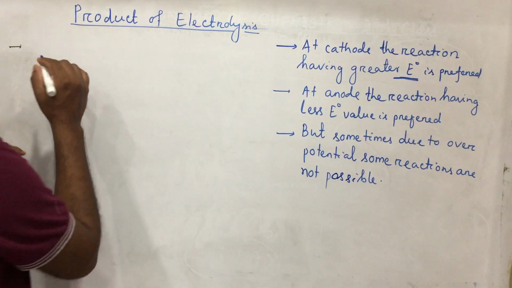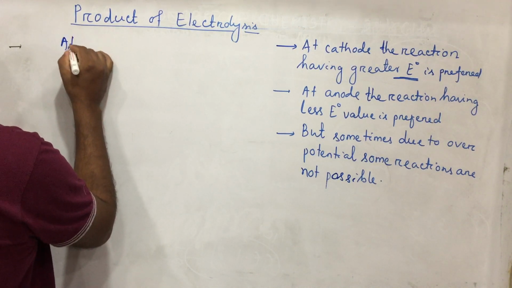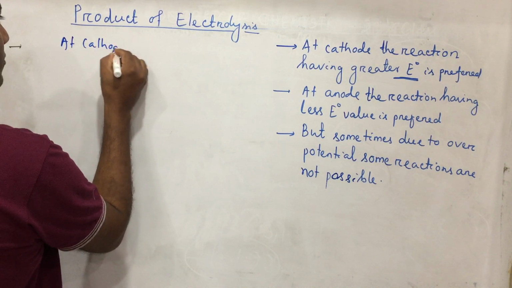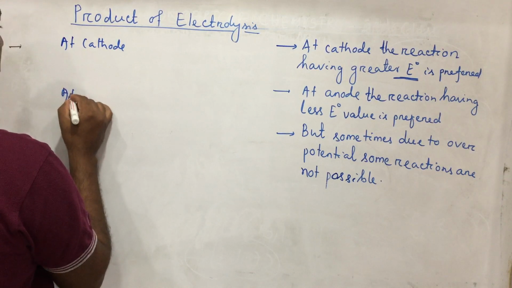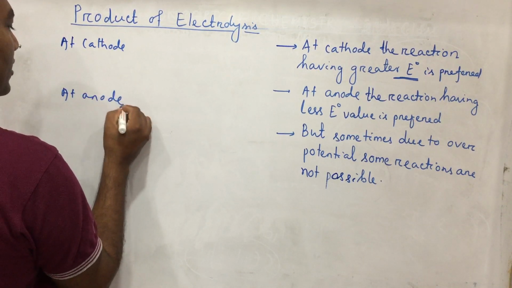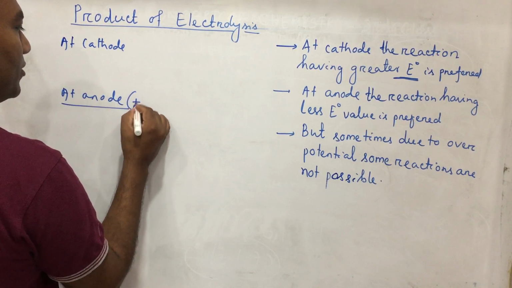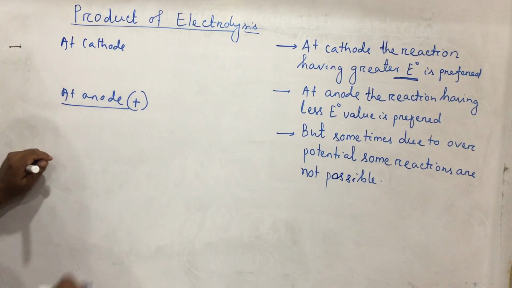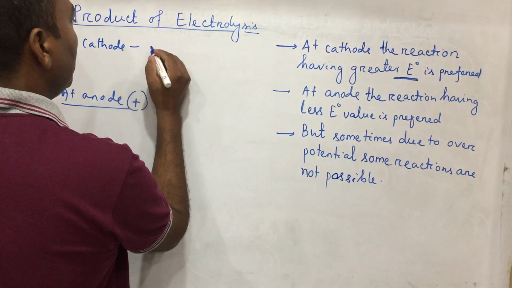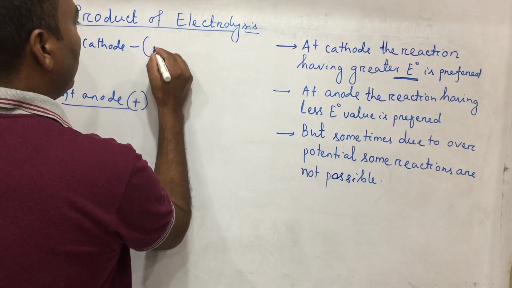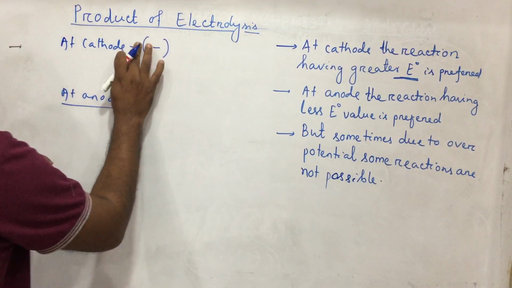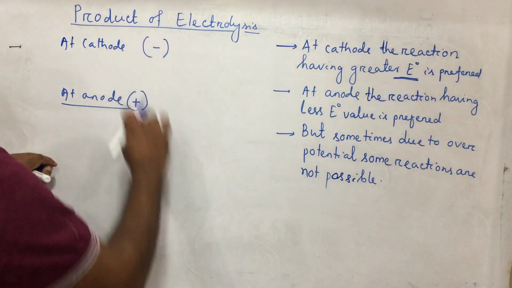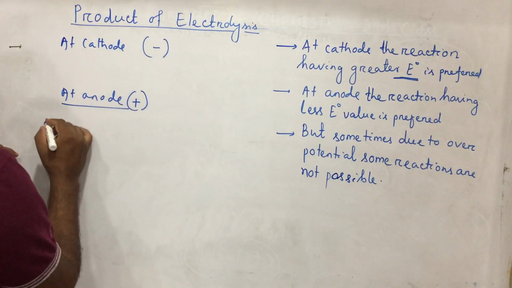So in an electrolytic cell we know there is one cathode and another one is the anode. In a galvanic cell the anode is negative, but in an electrolytic cell the anode is positive. Similarly, in a galvanic cell the cathode is positive, but in an electrolytic cell the cathode is negative. Clear now? So see one example.